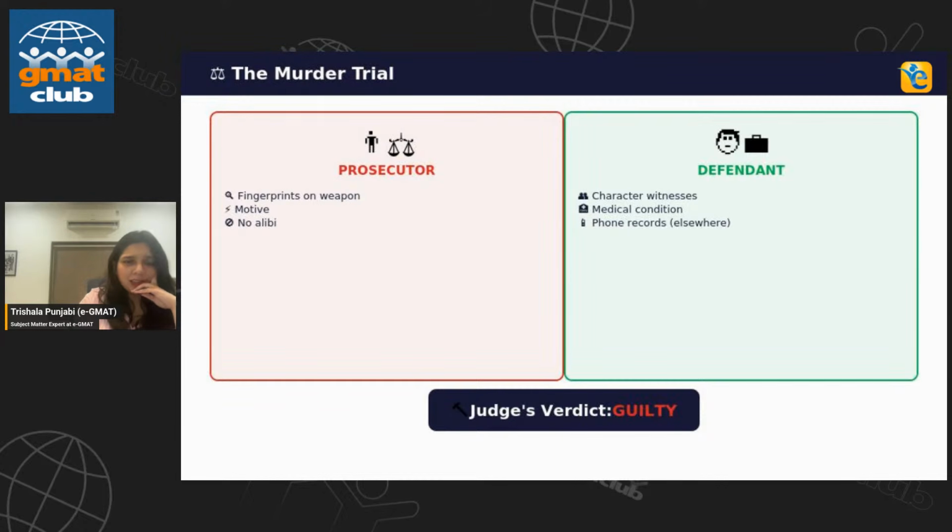It absolutely does. Let us assume that you are a judge, and you have two parties: the prosecutor and the defendant. The prosecutor gives you lots of evidence: fingerprints on the weapon, a motive, an alibi. The defendant also gives you evidence: a character witness, a medical condition, phone records. In the end, as a judge, you rule that this person is guilty. So that is something which you as a judge evaluate and rule.